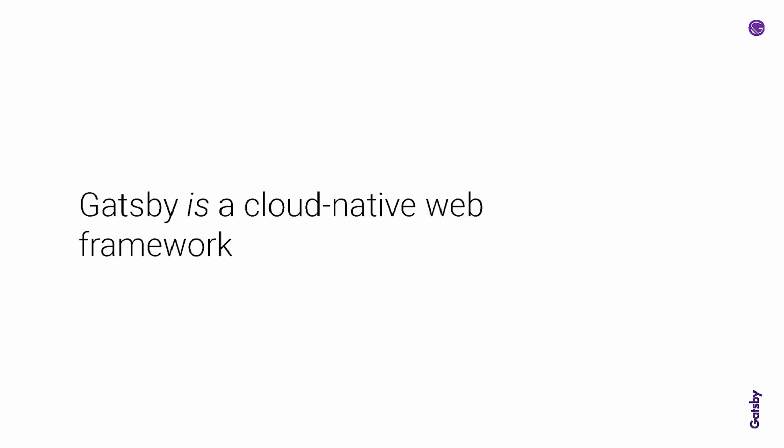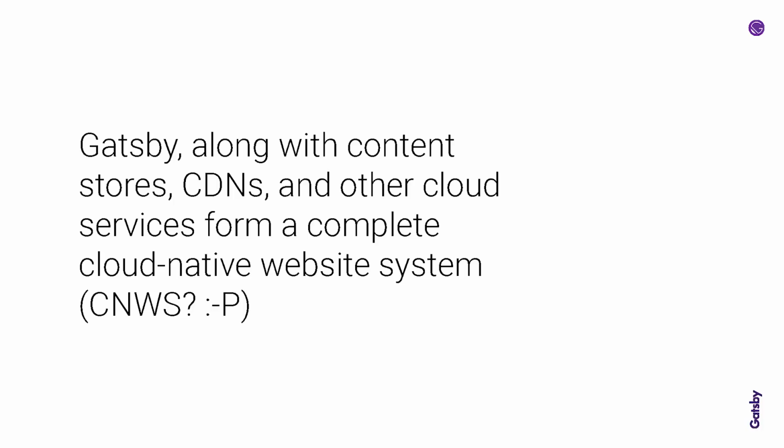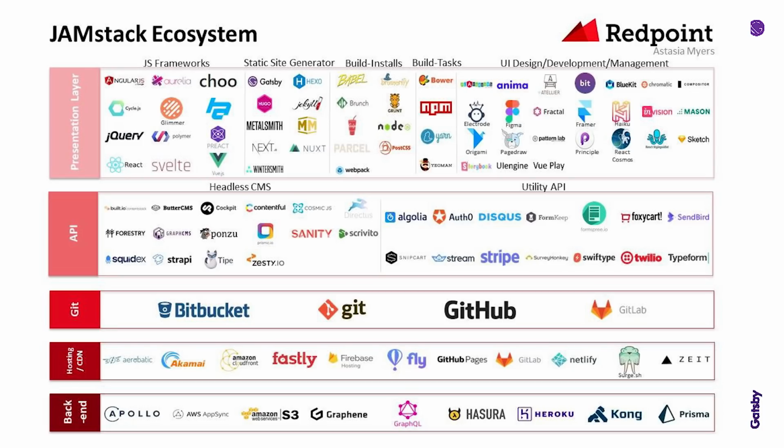So I would say Gatsby is a cloud native web framework, though Gatsby by itself is not a complete cloud native web framework. It's one piece of a development framework that, working along with content stores, CDNs, and other cloud services, forms a complete product that you can use to build stuff. So I made up an ungainly acronym, CNWS. Anyways, there's a lot of other people working in this space. This is one map of the ecosystem that somebody put together. A lot of logos there.